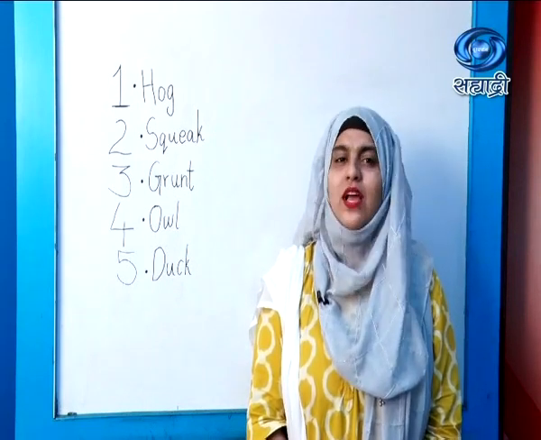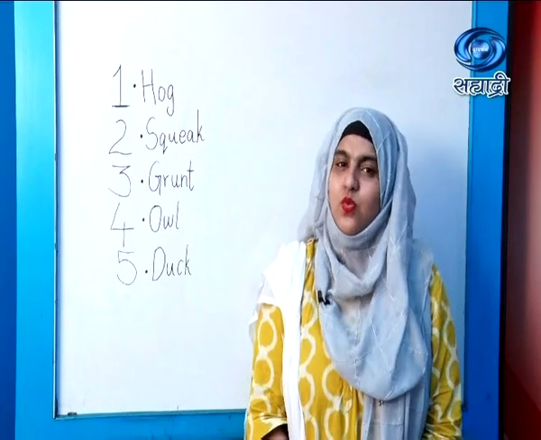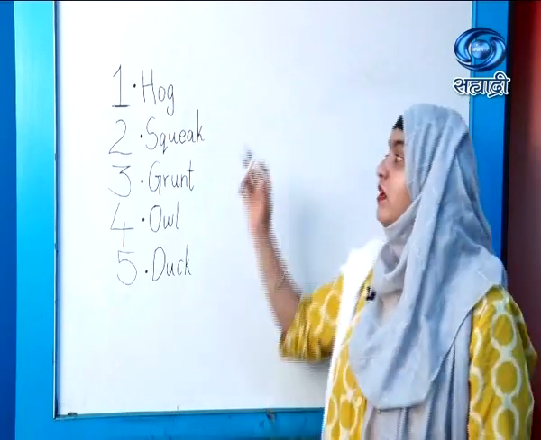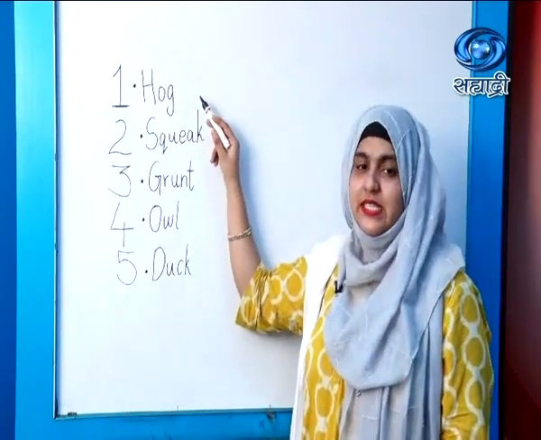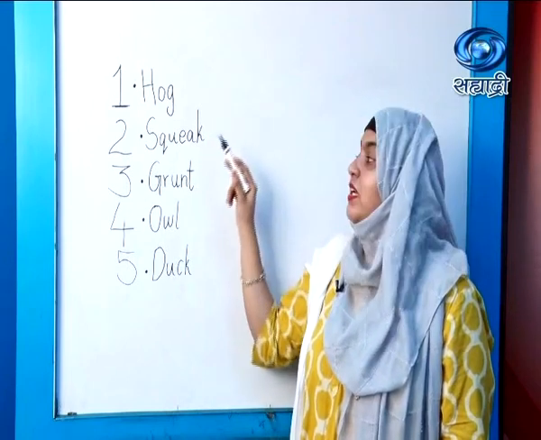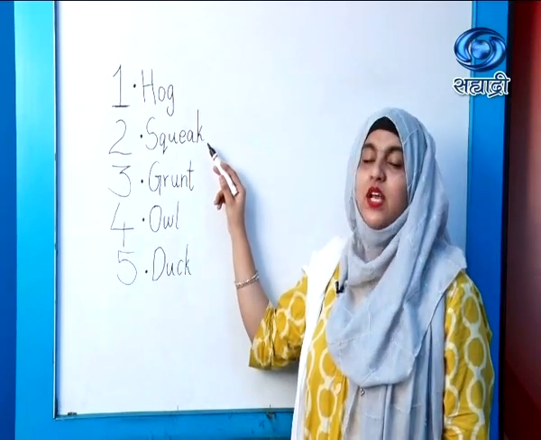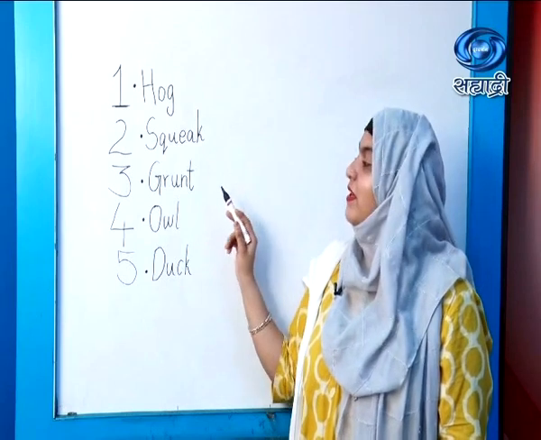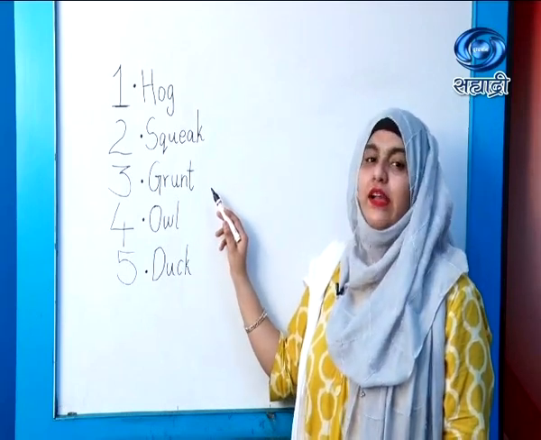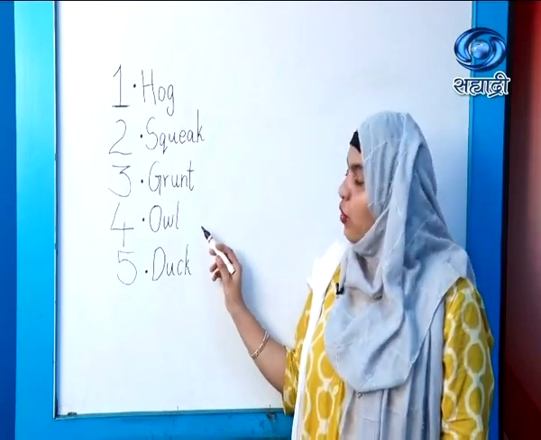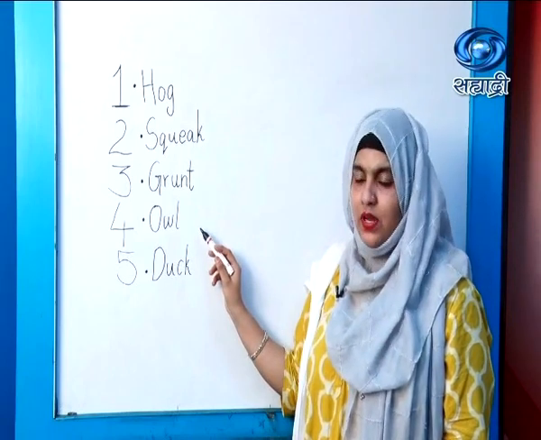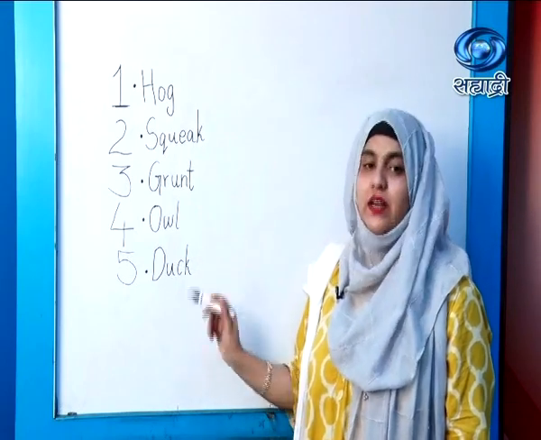Children, now let's try to revise the words once again. The first word is hog. The second word is squeak. The third word is grunt. The fourth word is owl. And the fifth word is duck.